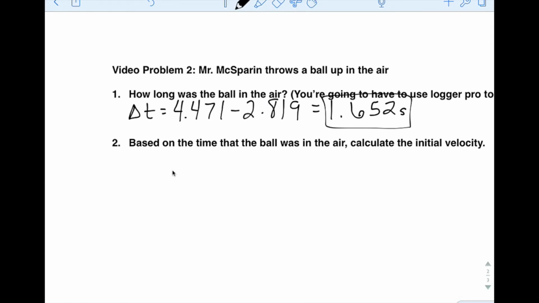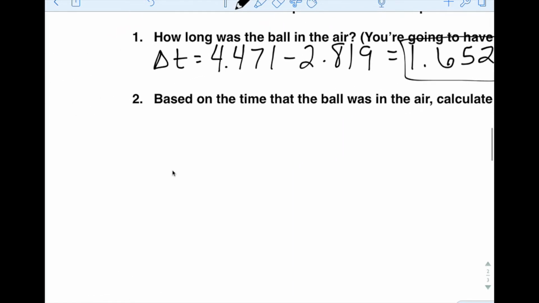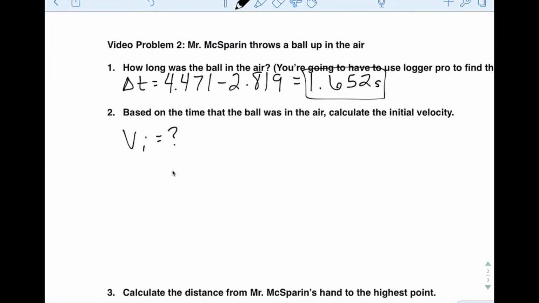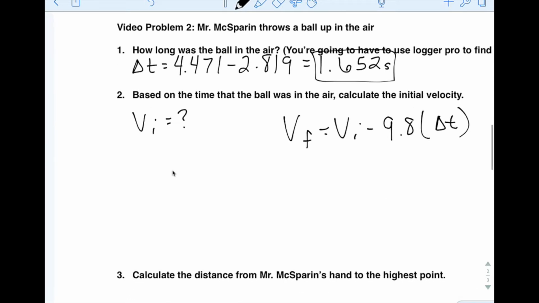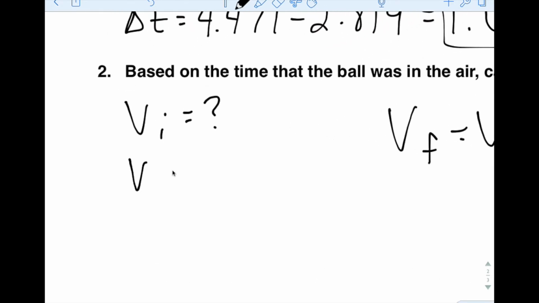All right, now based on the time the ball was in the air, calculate the initial velocity. So it's asking for VI. That's my question mark. Okay, so right away, I know that I'm going to need to use VF equals VI minus 9.8 delta t, because I don't know anything about how high it went yet. So I'm going to have to use this one. Now I know some information about VF, right? VF is going to be equal to 0.